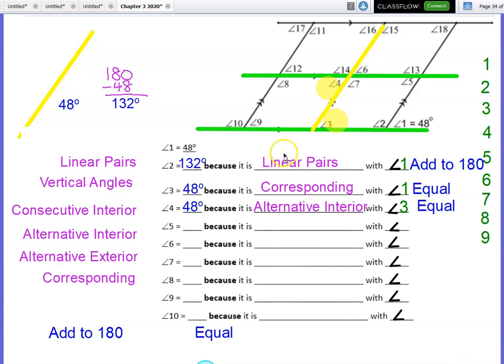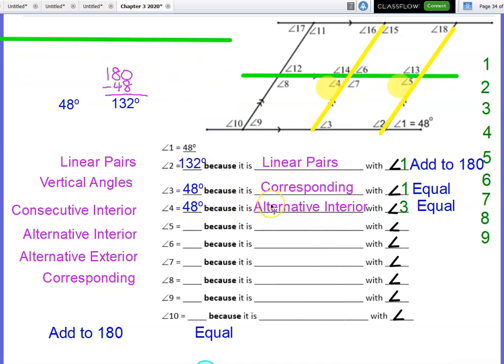Now let's jump to angle 5. Can I compare angle 5 to angle 3? No. So, what about to angle 4? Yeah. Now I notice they are on the same side of the transversal, and one is inside and one is outside. So they are corresponding. So angle 5 is corresponding with angle 4. So that makes them equal. Angle 4 is 48, so angle 5 is 48.